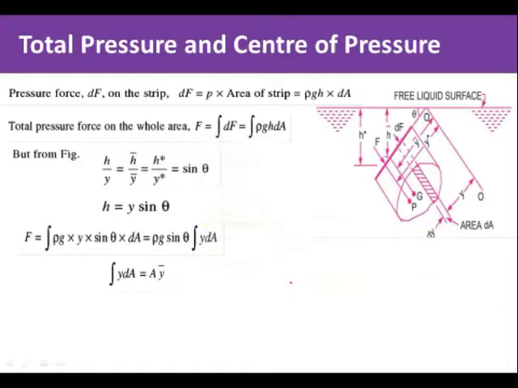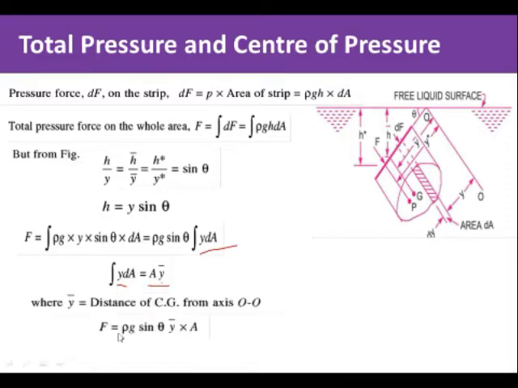Okay, so y into dA, this is the first moment of area, and the integration of the first moment of area is the total moment of area. So this total moment of area is A into y bar, where y bar is nothing but the distance of the center of gravity from axis OO. So you can replace this integration of y dA as A into y bar. So we'll have the equation F equals rho g sine theta into y bar into A.